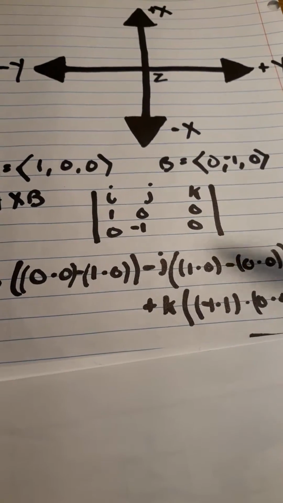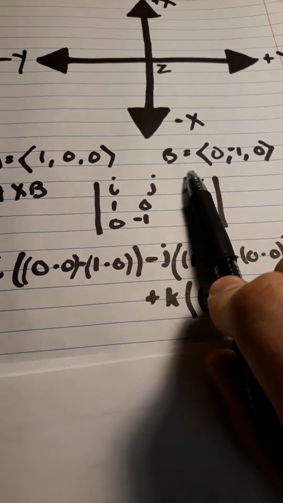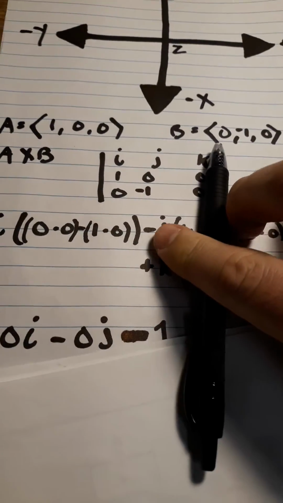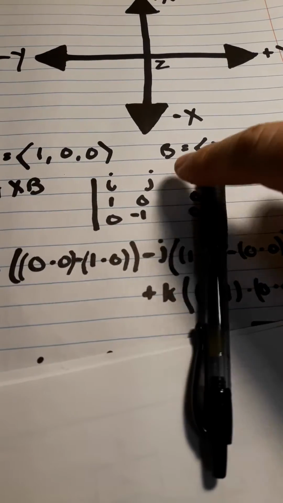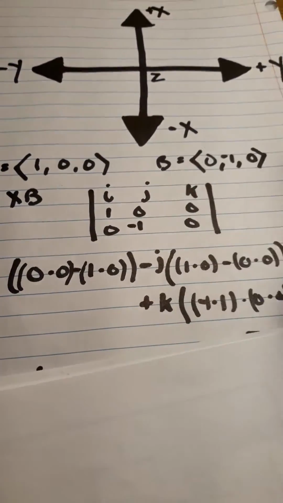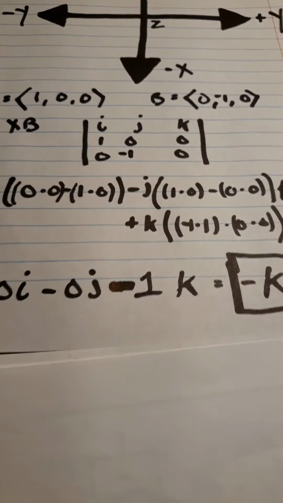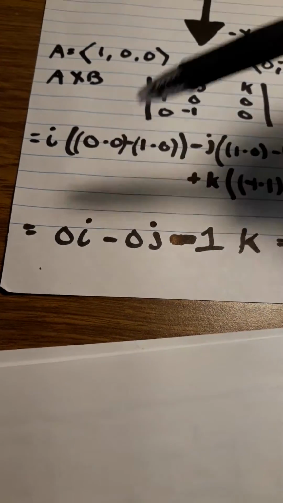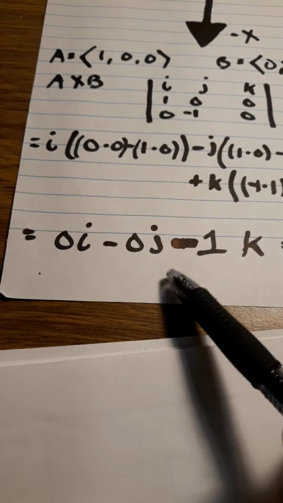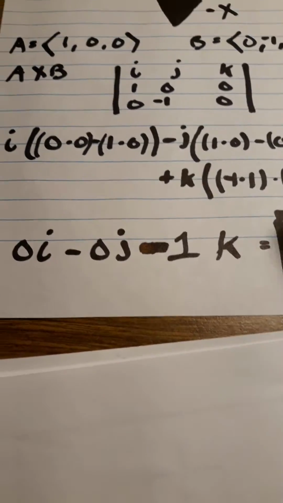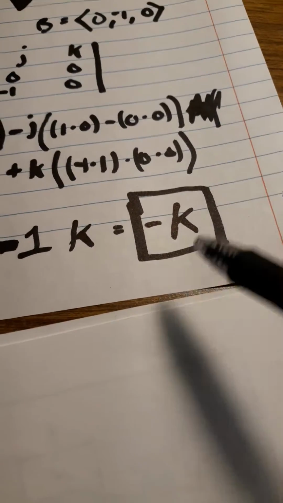Where our K, we're going to cover up the K, it's going to be K of 1 times negative 1 minus 0 times 0. So K of negative 1. Now we have worked this all out. Down here we have 0i, negative 0j, or 0j, and negative 1k. This all simplifies down to our cross product equaling negative k.